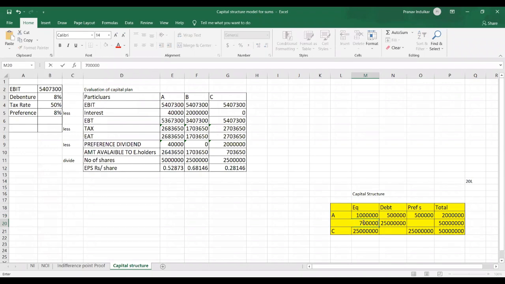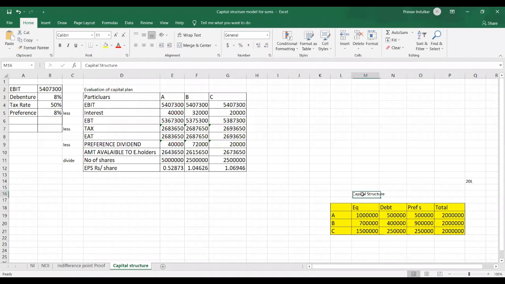ठीक है. Plan B बोलता है कि this will be 7 lakhs. ठीक है. This will be 4 lakhs. Okay, this will be 9 lakhs. Clear? Plan C says that this will be 15 lakhs. This will be 2 lakh 50,000. This will be 2 lakh 50,000.